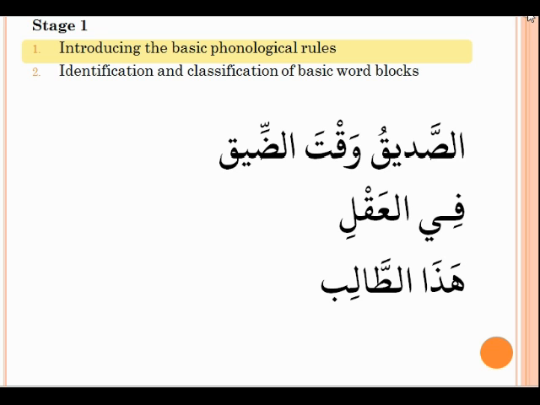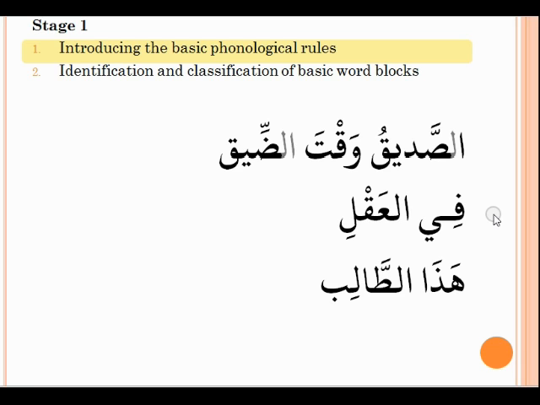As for these 3 sentences, الصديق وقت الضيق. In the first sentence, you'll see there are 3 silent letters, 2 of them being this lam. I'm sure you're familiar with the lam al-shamsiyya. This is dropped when reading. Also the alif here, this is a hamzat wasl. This is also dropped when reading.